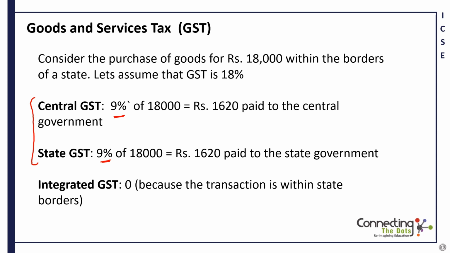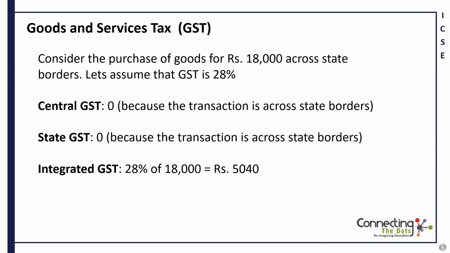Because this is an intra-state transaction, integrated GST is 0. And that component applies only when a transaction happens between two states or across state borders. So 9% of 18,000 is CGST and 9% of 18,000 is SGST. And that's how we can calculate the three components of GST in this case.